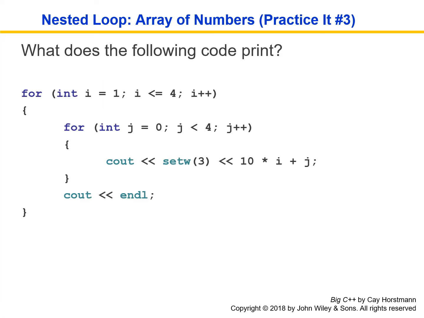What does the following code print? Well, the outer loop takes us from 1 to 4. The inner loop takes us from 0 to less than 4, so it takes us from 0 to 3. And we're printing 10 times i. So we get 10 on the first row, 20 on the second row, 30 on the third row, 40 on the fourth row, and then we're adding j. So going across, we get 10, 11, 12, 13, 20, 21, 22, 23, and so on.